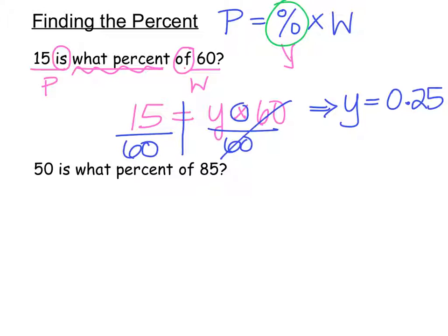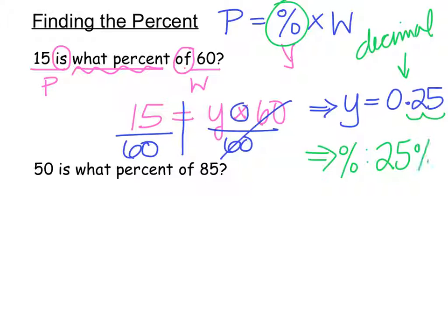But remember, percents change to decimals when we were solving. So this is in decimal form, and I need to change it to a percent. So I'm going to move my decimal over 2 to the right to make it a bigger number. And I end up with 25%. Don't forget that last step of changing the y, or the unknown percent, from a decimal back to percent.